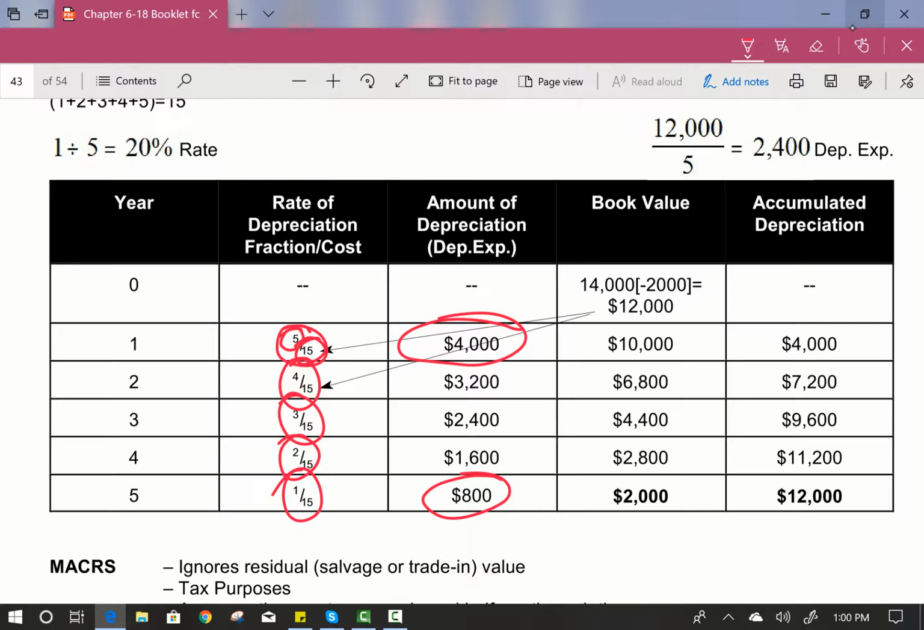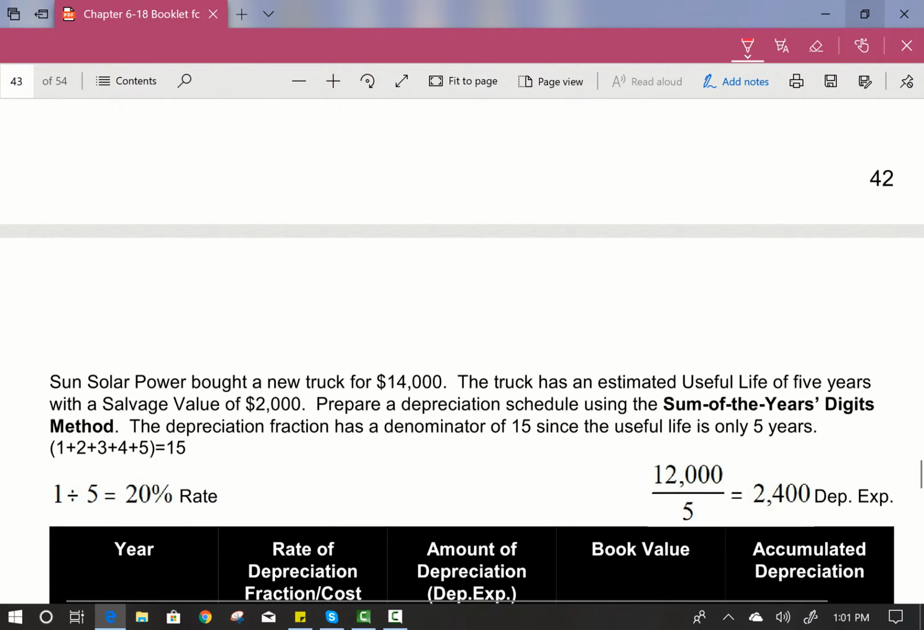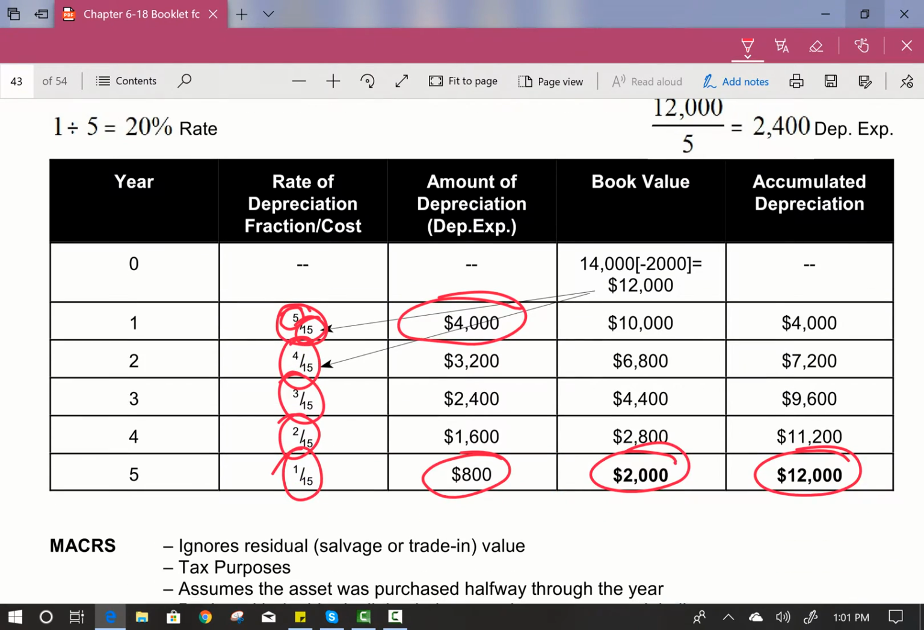You take the depreciable amount on this one and take it times 5 divided by 15 to give you 4,000, and then subtract that from 14 to give you 10, and its book value will not go less than the salvage value, and its accumulated depreciation will not go greater than the cost less the salvage value. So in the double declining balance method, you get the most at the beginning and you get none at the end. And if you were to use the sum of the year's digits, you get a lot in the front and at least some in the end for your depreciation expense.